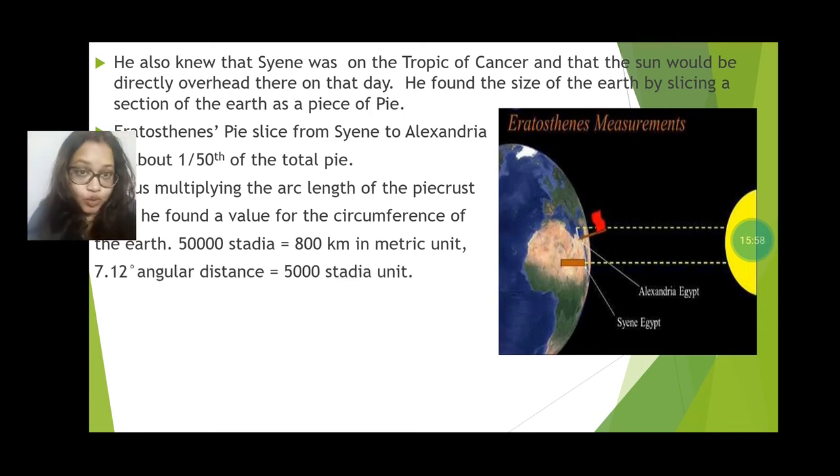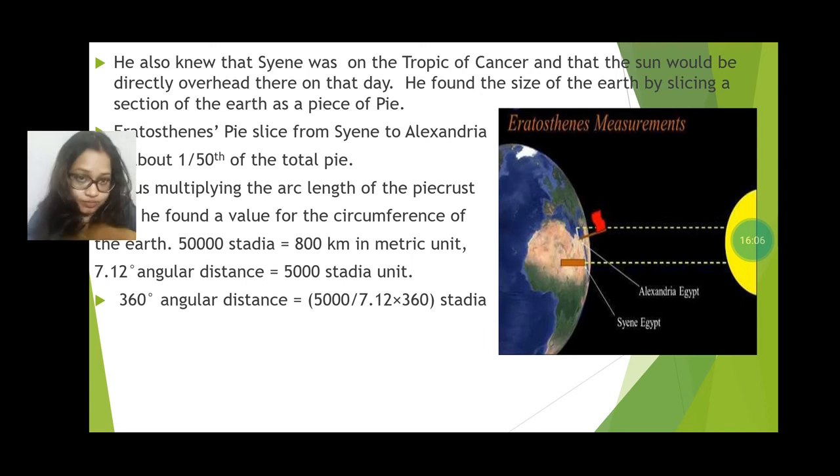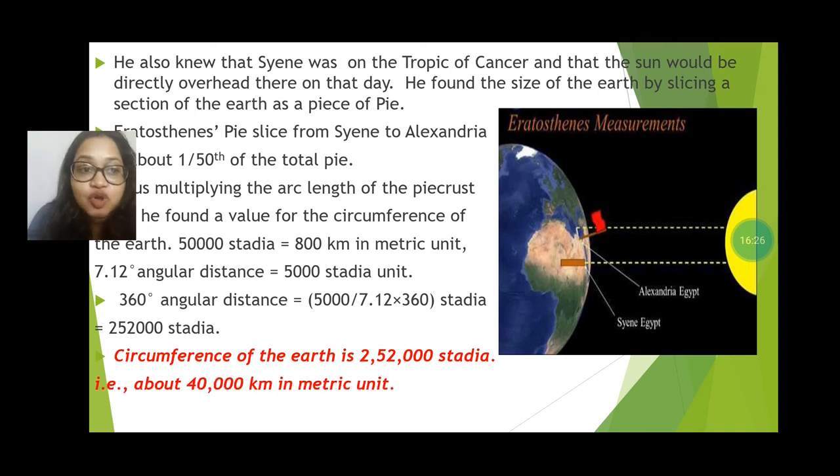And the shadow, which is 7.12 degree angular distance, means 5000 stadia. So the total round earth, that means 360 degrees, that means 360 angular distance, means 5000 divided by 7.12 and multiplied by 360 degrees. Then you find that it is 252,000 stadia. Now if you convert the circumference of the earth into kilometers, that is 40,000 kilometers in metric units. So the earth's circumference is 40,000 kilometers.